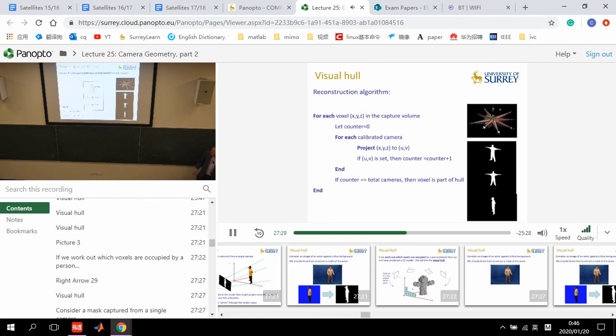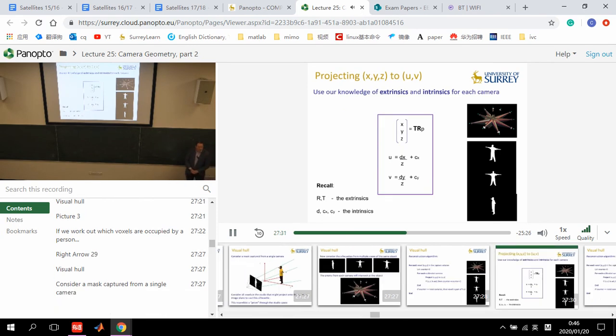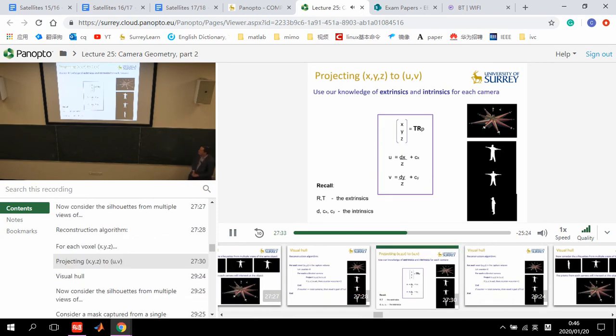So as I say, how do we perform that projection? Just using these equations. We know D, Cx and Cy because we calibrated the camera. And we know R and T as well because we calibrated it too. And then we take our point P, plug it through these equations, get the UV, and look up at pixel location UV whether it's a black or a white pixel in our binary mask. That make sense?